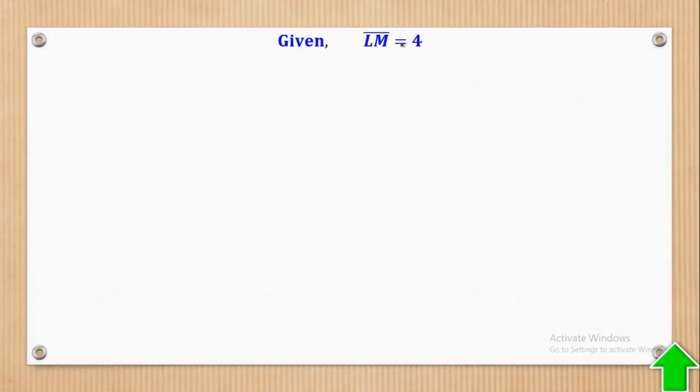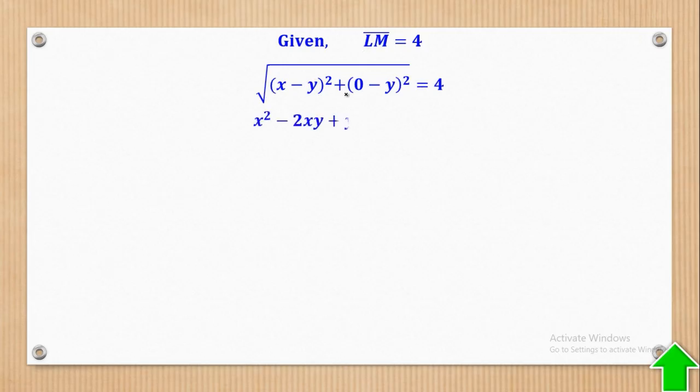Now given that LM is equal to 4, we are given the question, the distance between 2 points is given by that, and is equal to 4. Then square both sides. Then simplify, you'll be able to come up with that.